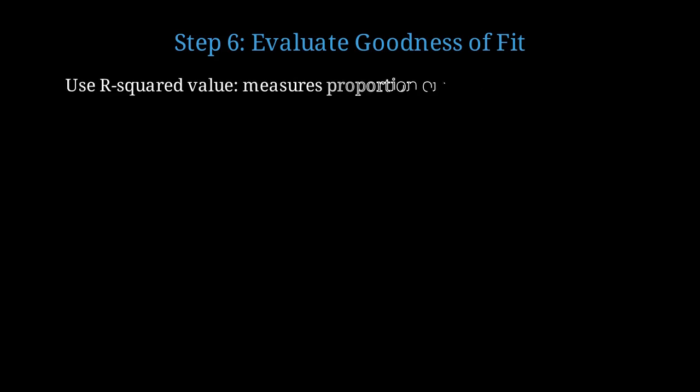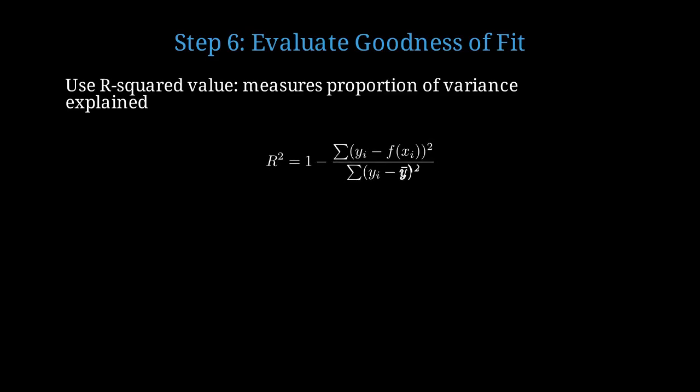After fitting, we must evaluate how well our model actually fits the data. The R-squared value tells you what proportion of the variance in your data is explained by your model. R-squared equals 1 minus the sum of squared residuals, divided by the total sum of squares. It ranges from 0 to 1.